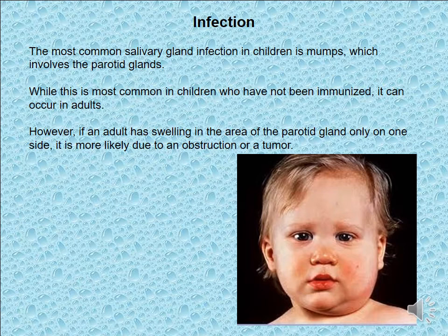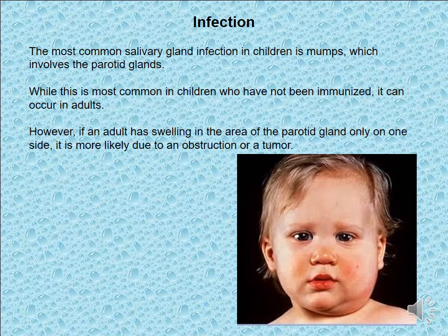The second disease is infection. The most common salivary gland infection in children is mumps, which involves the parotid gland. Mumps is a viral infection. While this is most common in children who have not been immunized, it can occur in adults. In fact, there is a vaccine against mumps, which mostly occurs in the parotid gland. But if not vaccinated, even adults are more exposed to getting mumps.